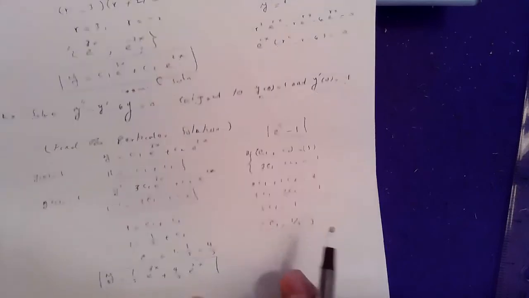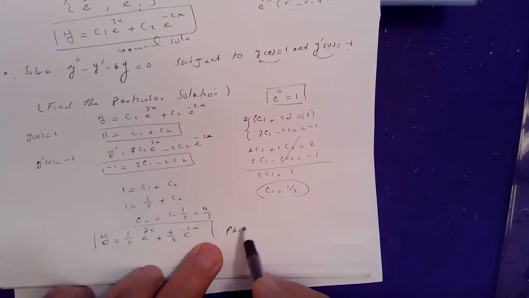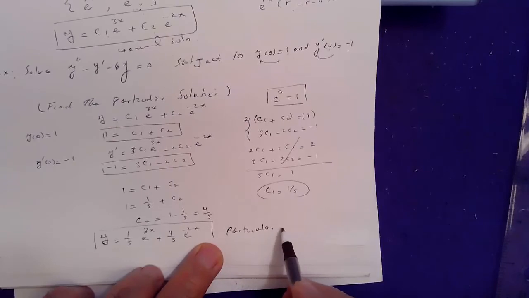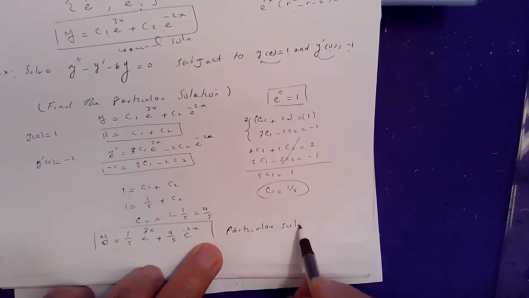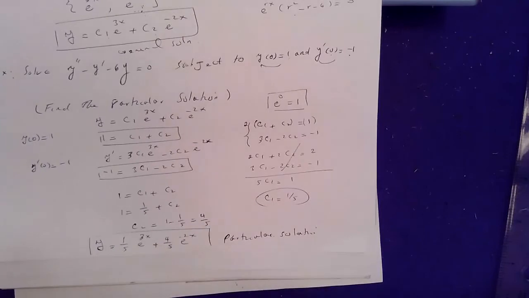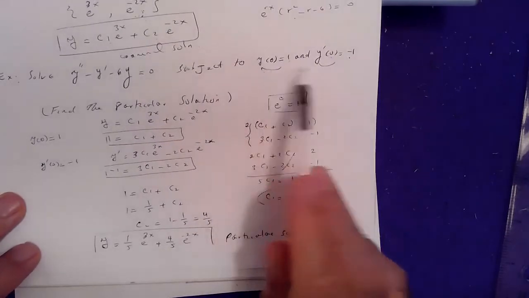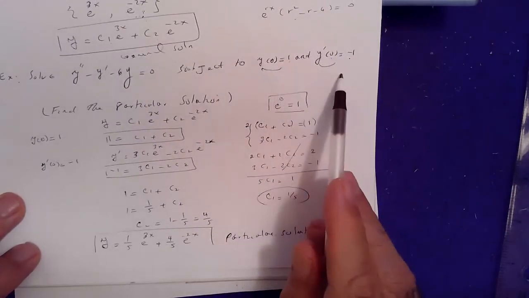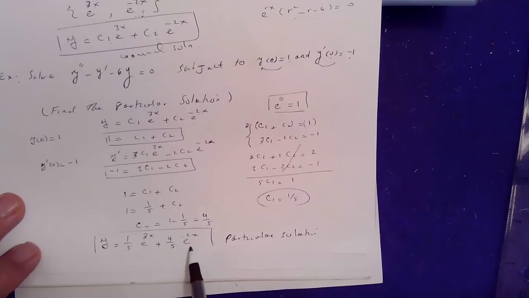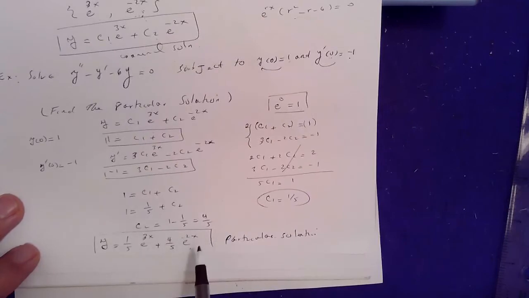So this, we call it the particular solution. Particular means one of a kind, meaning it's a specific solution which satisfies these initial conditions. So in your particular solution, there should be no C's. Do you see it?